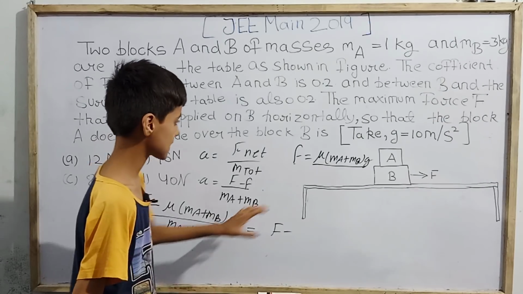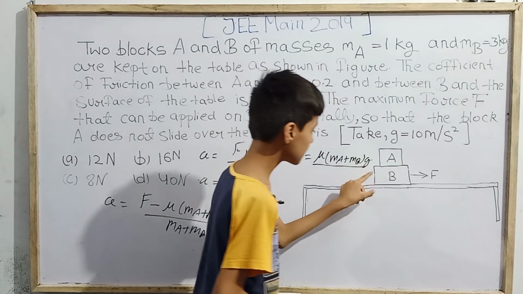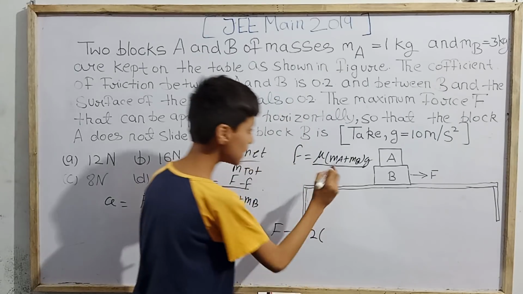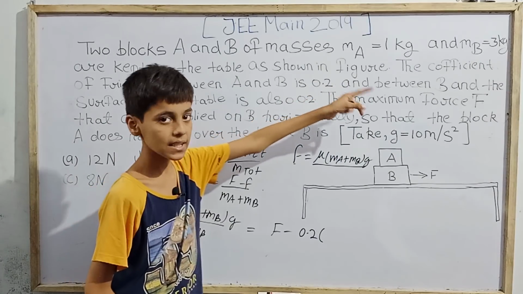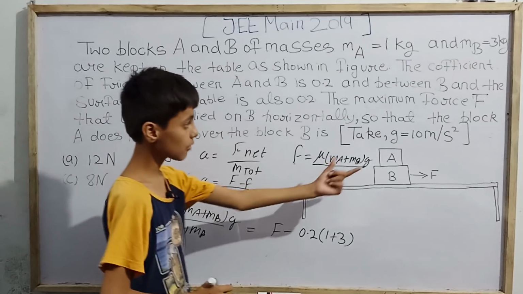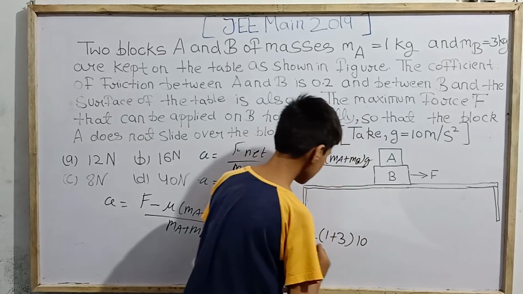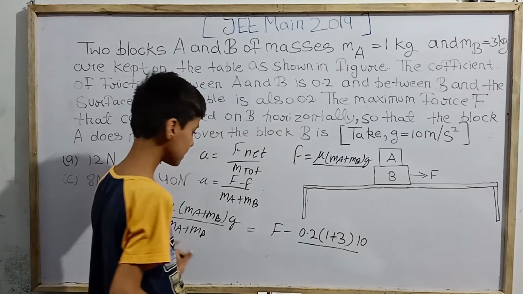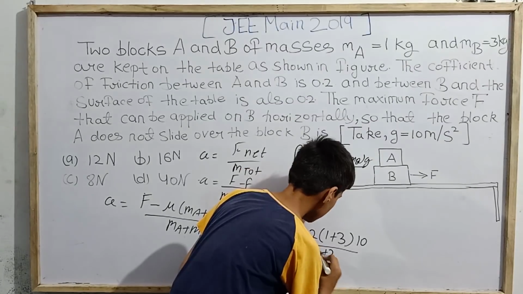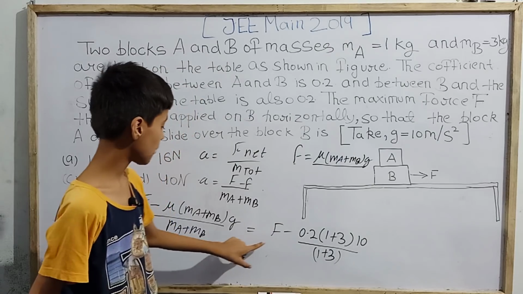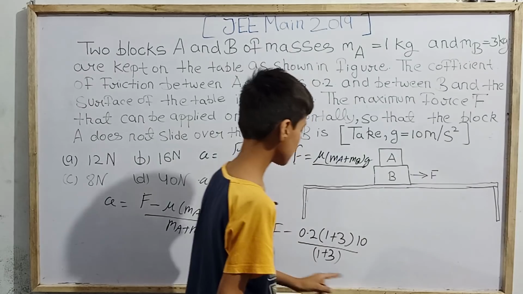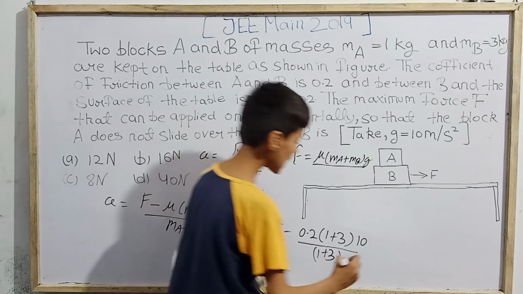Now the mu value that is given is 0.2, because between B and the surface it is 0.2, so minus 0.2 times (mA plus mB). What is mA? 1. What is mB? 3. So 1 plus 3, times the g value we have to take, 10 meters per second square, divided by mA plus mB, which is 1 plus 3. So acceleration is F minus 0.2 times (1 plus 3) times 10, divided by 1 plus 3. This we will solve.